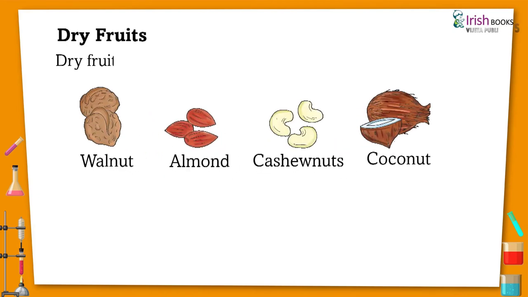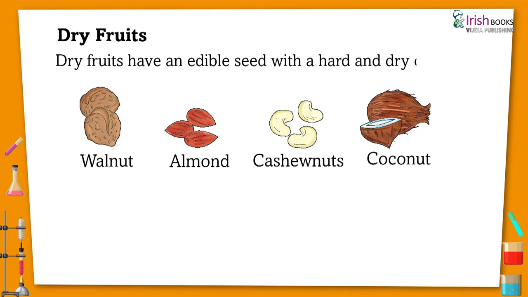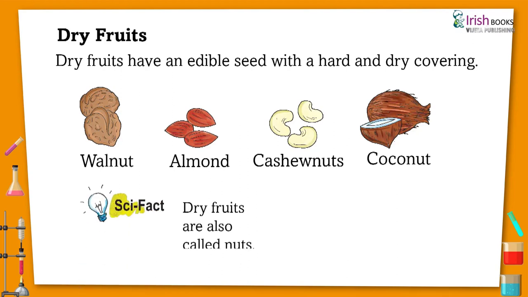Dry fruits. Dry fruits have an edible seed with a hard and dry covering, like walnut, almond, cashew nuts, coconut. Scientific fact. Dry fruits are also called nuts.